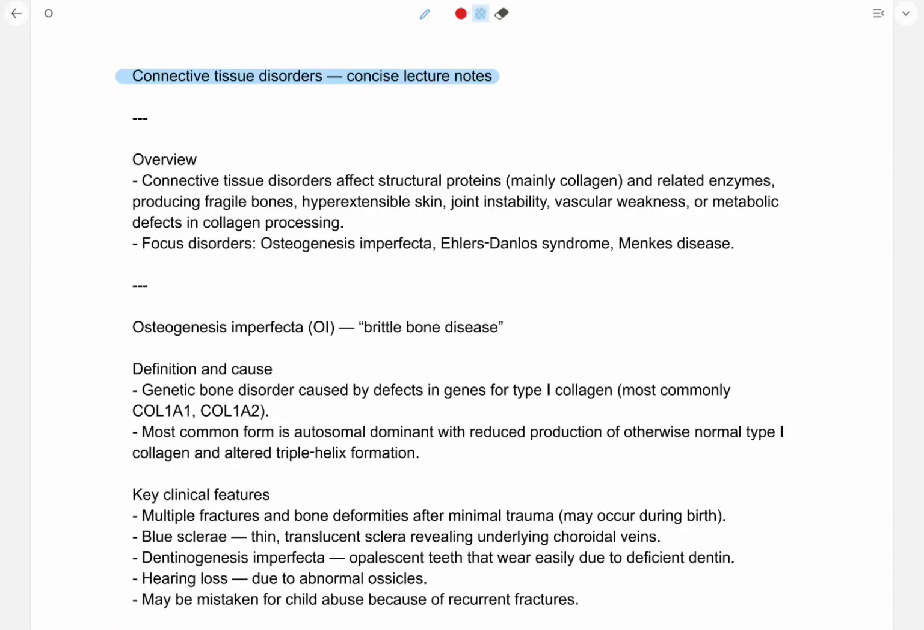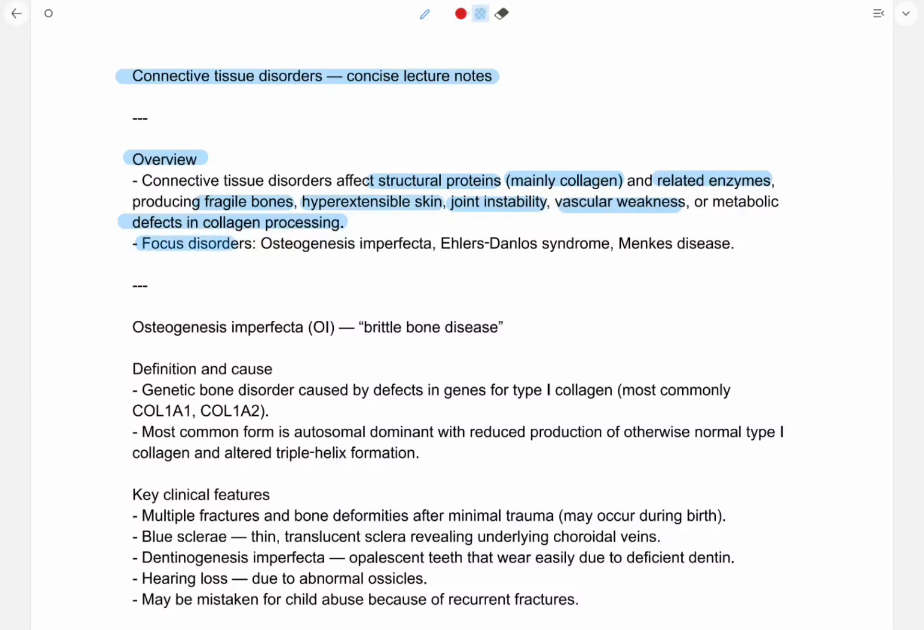Now we will discuss connective tissue disorders. Connective tissue disorders affect structural proteins, mainly collagen. Collagen is the main structural protein in the body. These disorders mainly affect collagen and some related enzymes, producing fragile bones, hyperextensible skin, joint instability, vascular weakness, or metabolic defects in collagen processing.